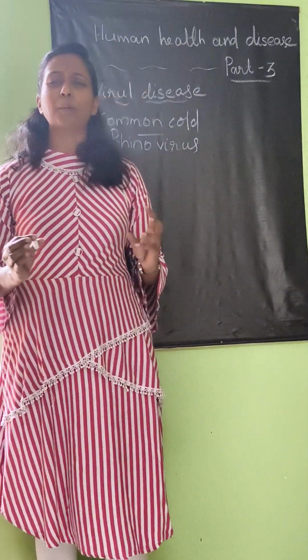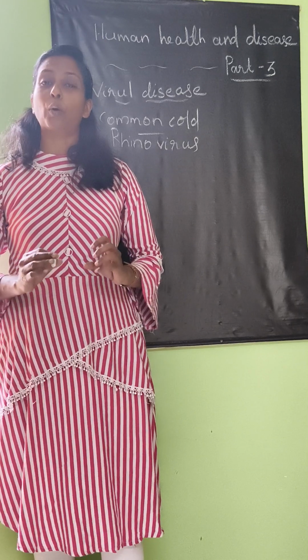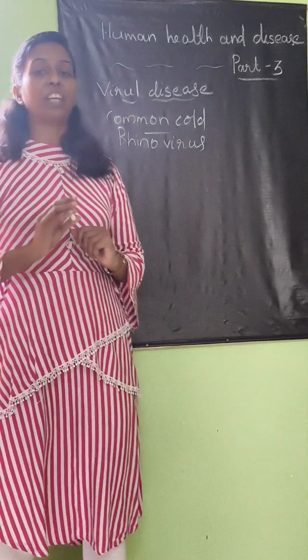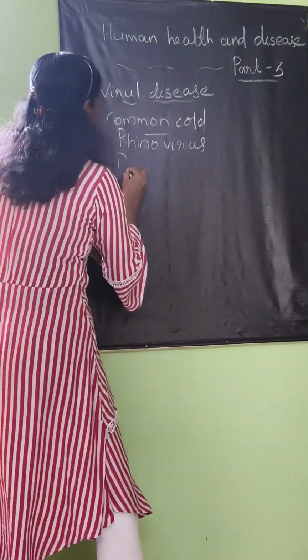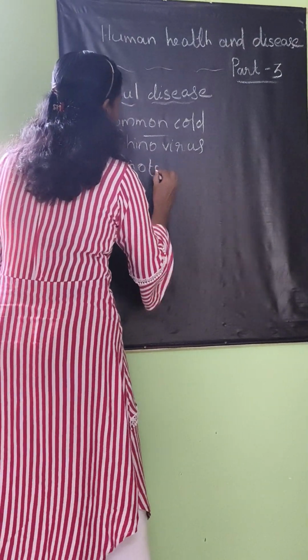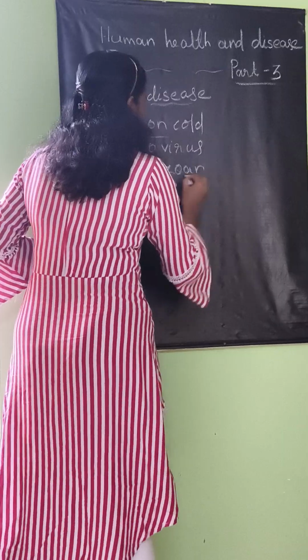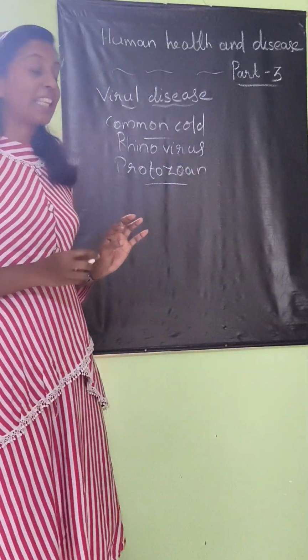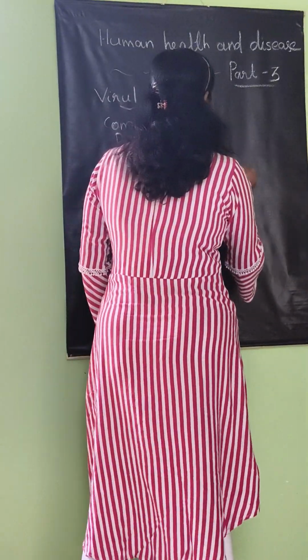Again, we have discussed there are many examples. You can say smallpox, chickenpox, corona and AIDS. So these are some of the viral diseases. Now next we are going to study another kind of disease, caused by protozoan. One of the protozoan diseases you can see here is malaria.